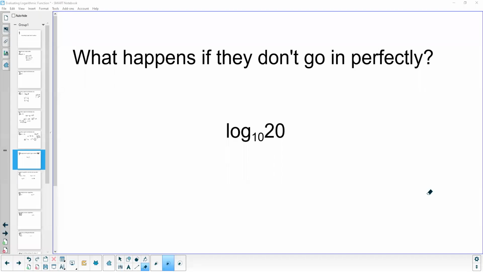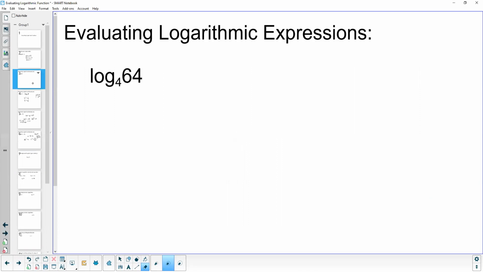Hi, this is Mrs. Kidman, and in this video, we are going to be discussing how we can evaluate logarithms if they don't go in perfectly. So, for example, when we were talking about evaluating logarithms in our previous video, we reminded ourselves that logarithms are repeated division, meaning I'm going to take the number that I put in and divide it by our base and ask myself, how many times do I have to do that until I get to 1?